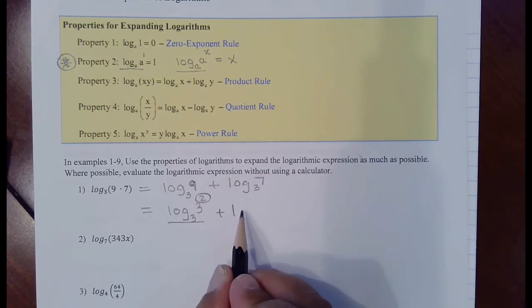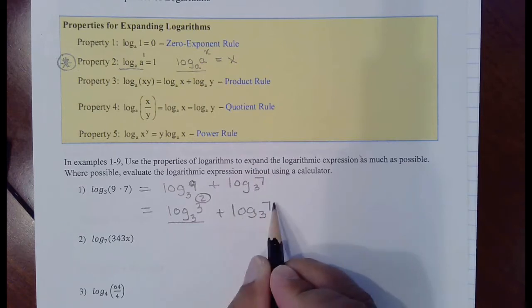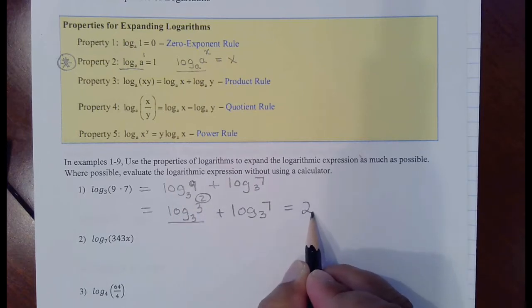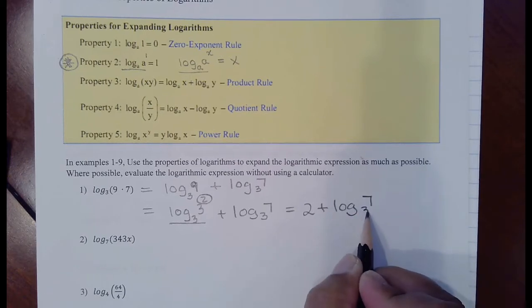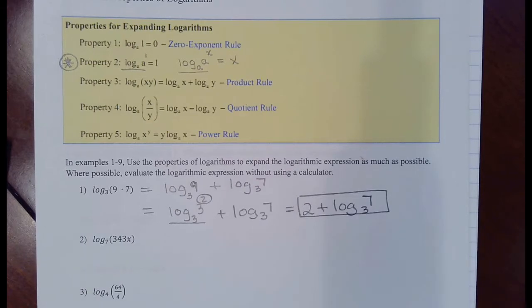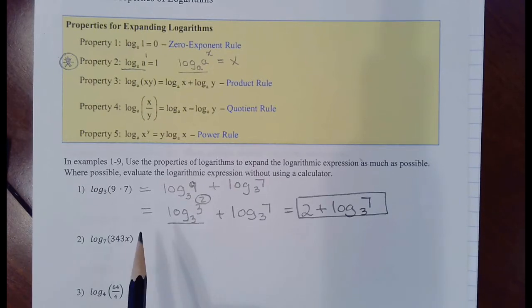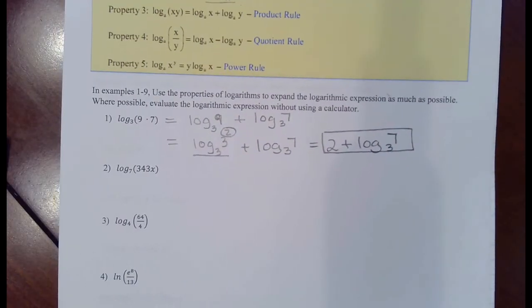Okay, for this term you can't do anything, so you're just going to have to continue to write it as log of 7 base 3. But as I stated, this first term is equal to 2, and then log of 7 base 3. So that is your final answer for number 1. You're going to see a lot of that sort of thing, where one of the terms you might be able to rewrite in order to get the inverse property to be part of your simplification process.